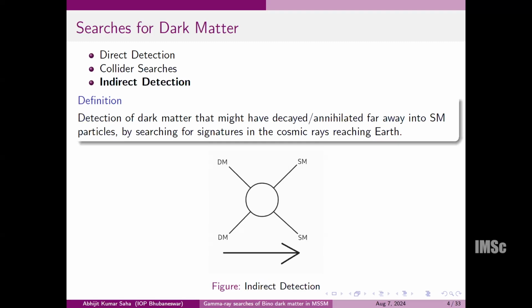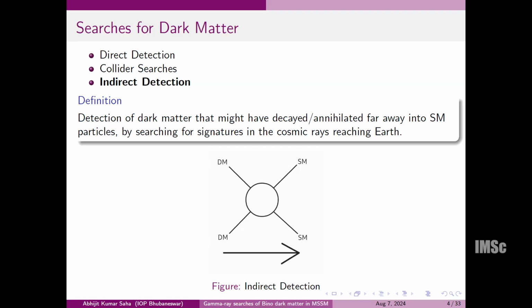Third one is indirect detection. In indirect detection, what happens is that we have galaxies. In the galaxies, we will find clumps of dark matter. That means dark matter density is quite high. There, dark matter can annihilate. Since the dark matter density is high, we will have many annihilation products in the form of cosmic rays throughout the universe. So these three are possible searches for dark matter.